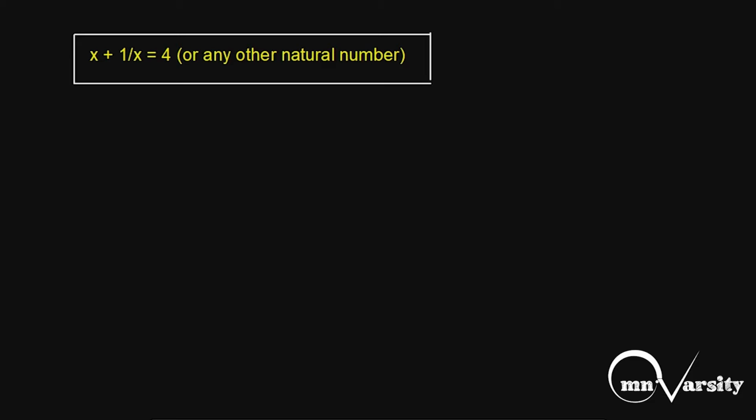If it is given that x plus 1 by x is equal to, let's take 4, or it can be any natural number. And let's say that we are being told to find out what is 2x divided by 4x square plus 5x plus 4.